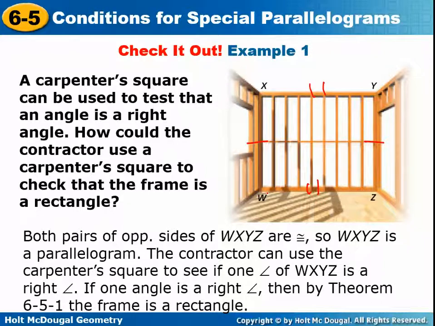Then you can use your carpenter's square, which looks like a little triangle, and you put it in the corner, and if the edges of the legs of the little right triangle fit exactly into this space, then you know that this is a right angle. And if this is a right angle, then you have enough information to know that you have a rectangle. Or I guess you'd put the square right here. The carpenter's square is actually a triangle shape, but this is a square corner here.